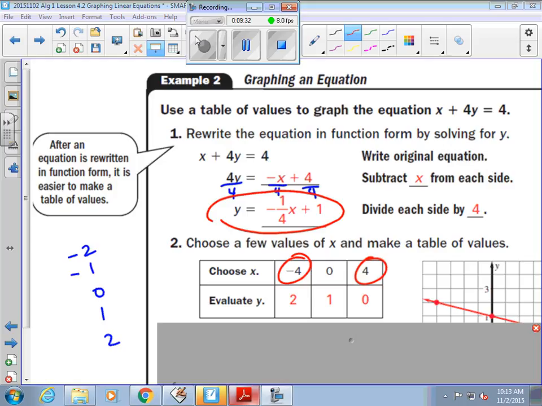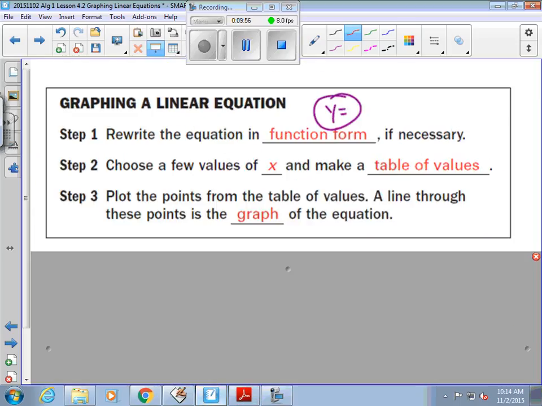When you plug in 0 times that, you get 0. That plus 1 is 1. And when you plug in positive 4, you get negative 1, and negative 1 plus 1 is 0. So these are your y values. There's no input-output table. It simply skips all of the middle part for you because these are easy numbers to multiply by.